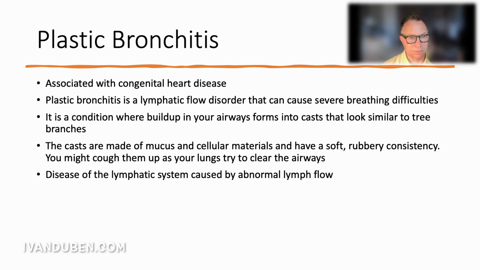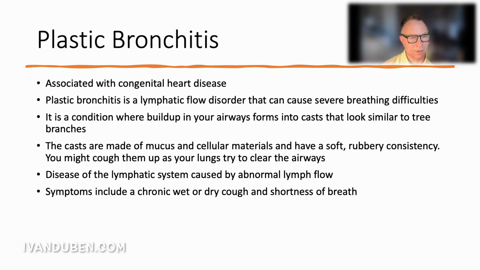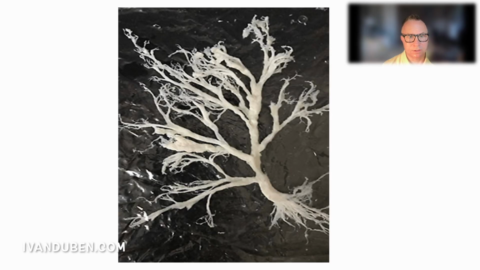Disease of the lymphatic system is caused by abnormal lymph flow, and symptoms include a chronic wet or dry cough and shortness of breath. And here's one image of what that might look like, as it forms sort of a tree-like structure within the airways. Obviously a contributing factor is impeded lymphatic flow, and it's just going to lead to bigger and bigger problems with the respiratory system and affect the heart, as it's going to have to work much harder to fulfill its requirements in the area.